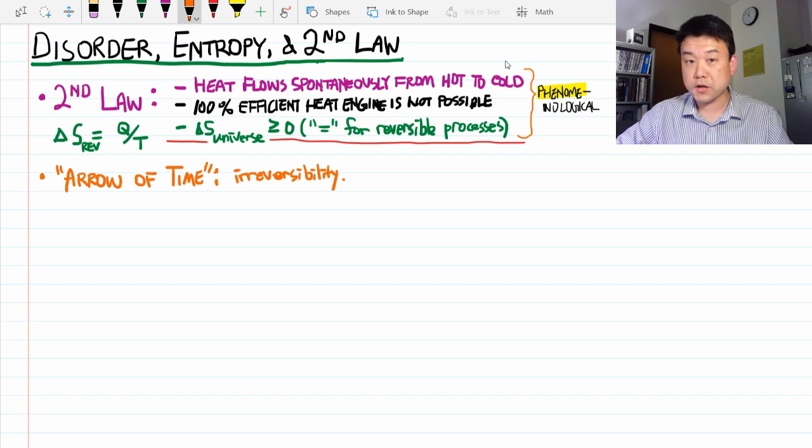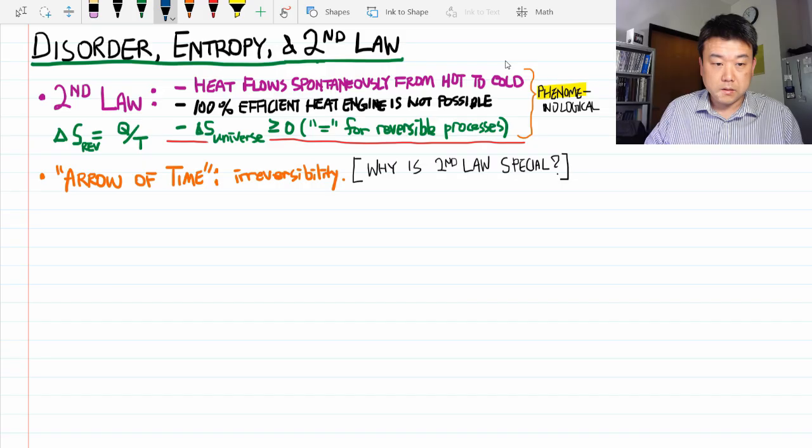They hold when you reverse the direction of time. It's true for conservation laws, for obvious reasons. It deals with equality. It also holds for things like Newton's laws. So, the second law is special, and this raises the question, why is the second law special? It's these questions that I'm hoping to answer in this lecture.